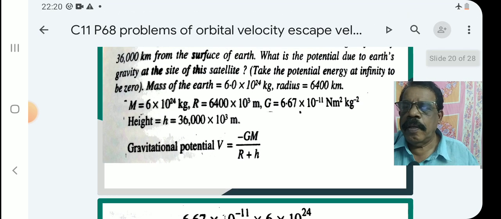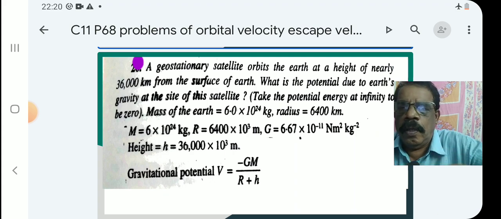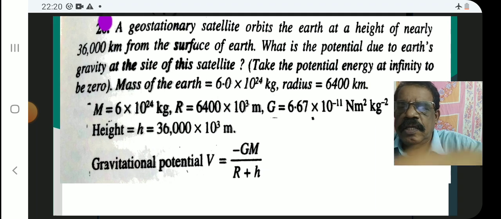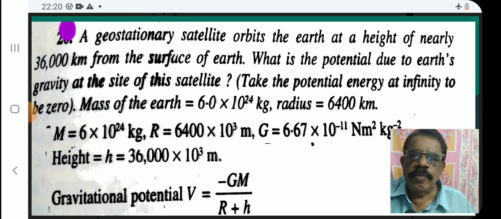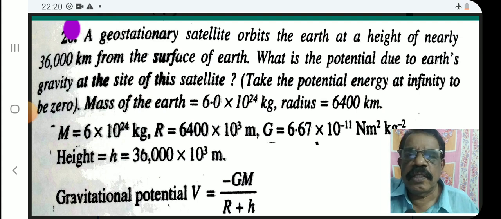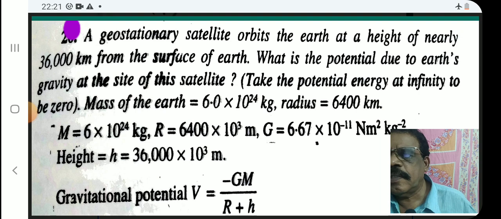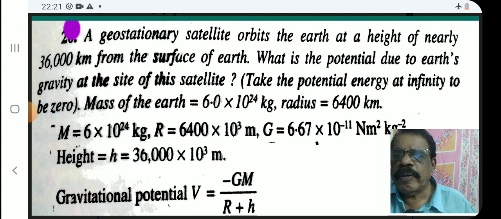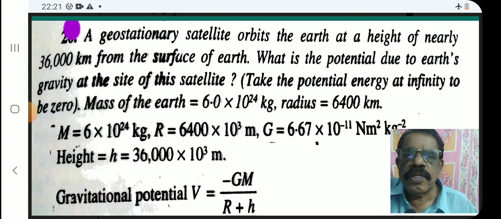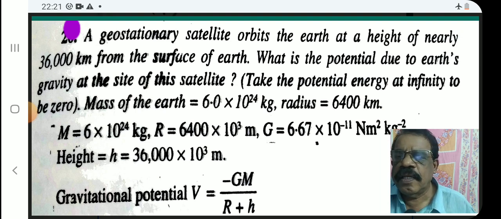Next problem is a very important problem. The energy of satellite. The gravitational potential energy and kinetic energy of satellite. That is a question, very important question. A geostationary satellite orbits the Earth at a height of nearly 36,000 kilometers from the surface of Earth. What is the potential due to Earth's gravity at the site of the satellite?